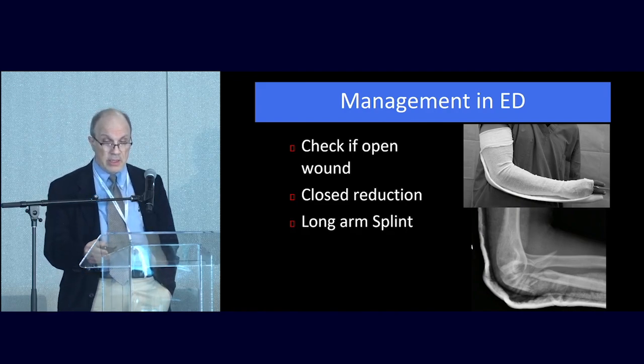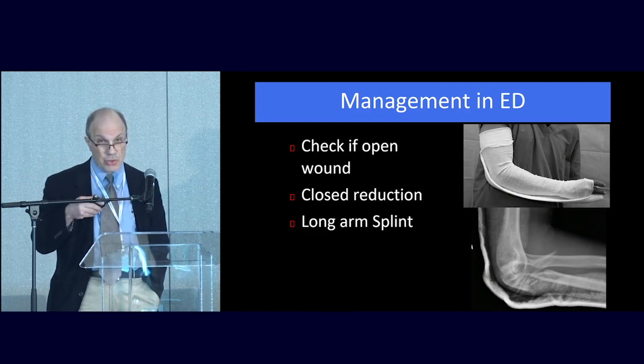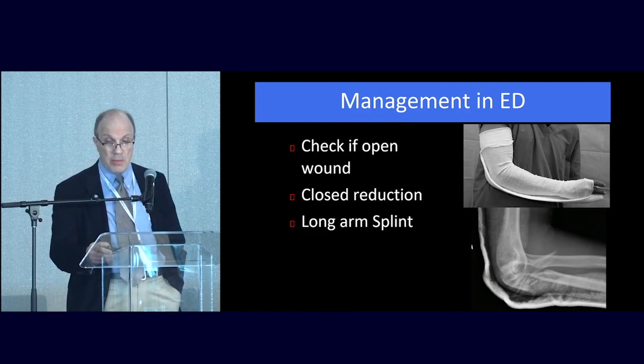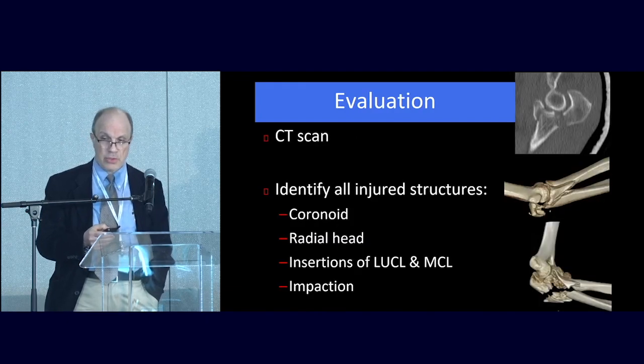Management in the ED: you're going to double check for any open wounds, because it's a shear injury with significant displacement. You may do some closed reduction or pull on the arm and put on a long arm splint. I think that usually is enough.